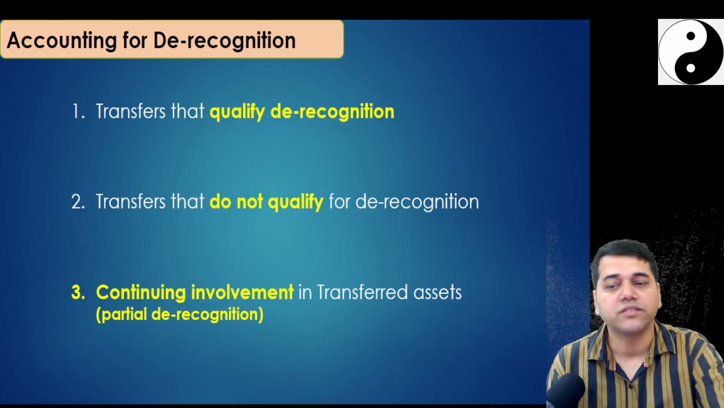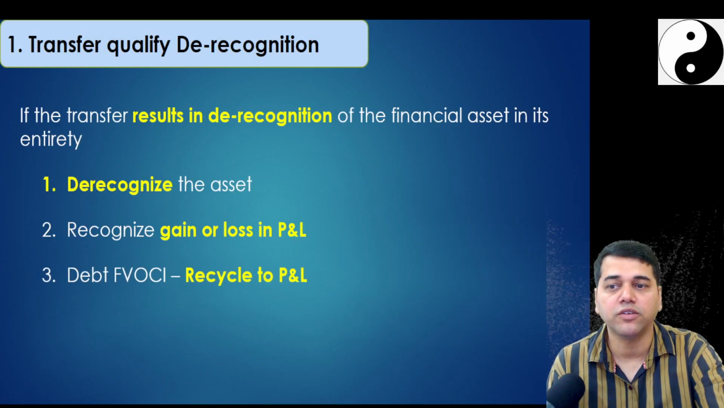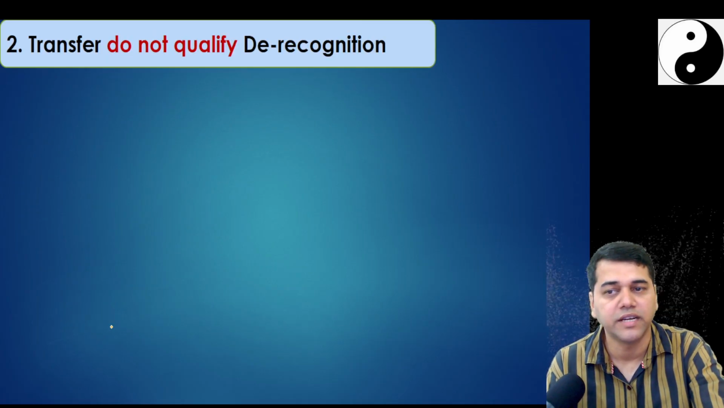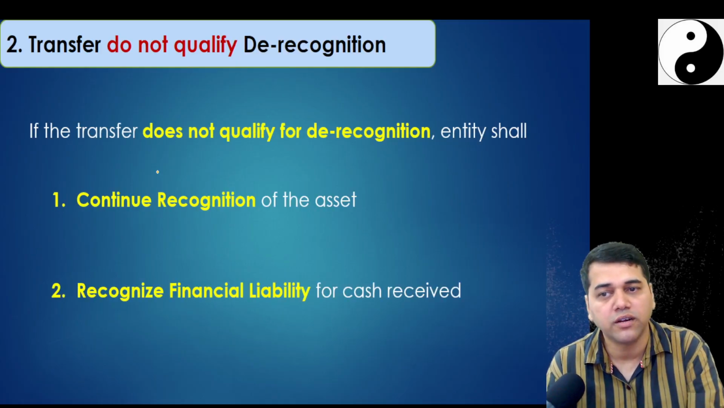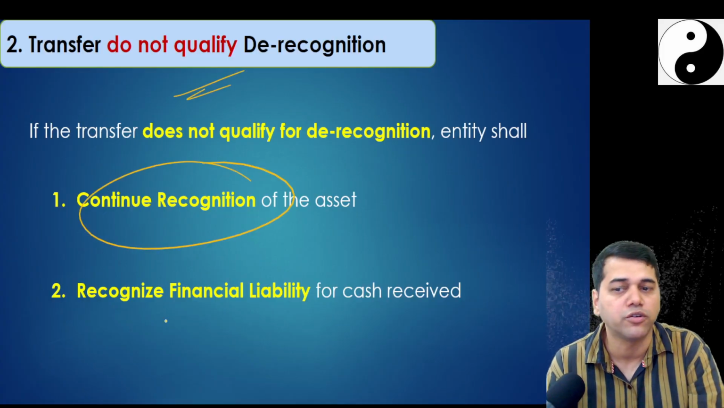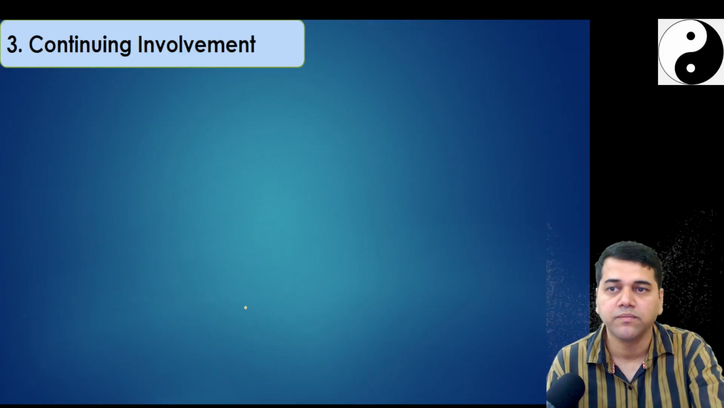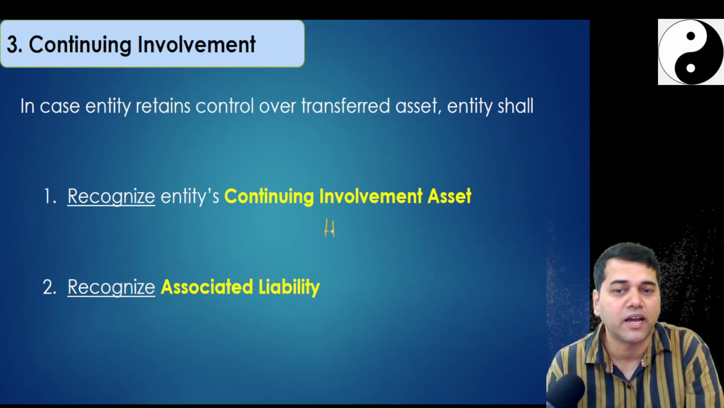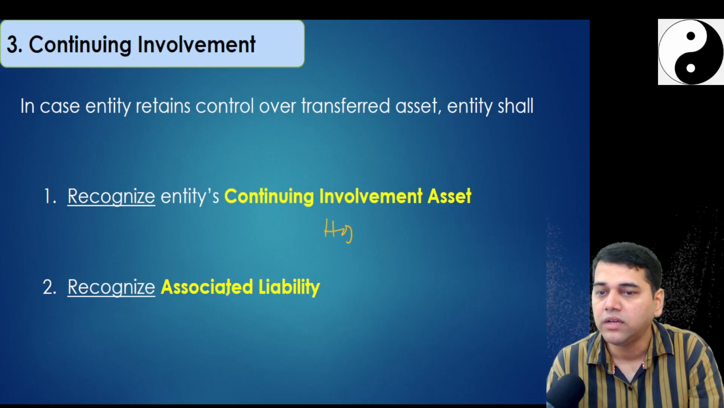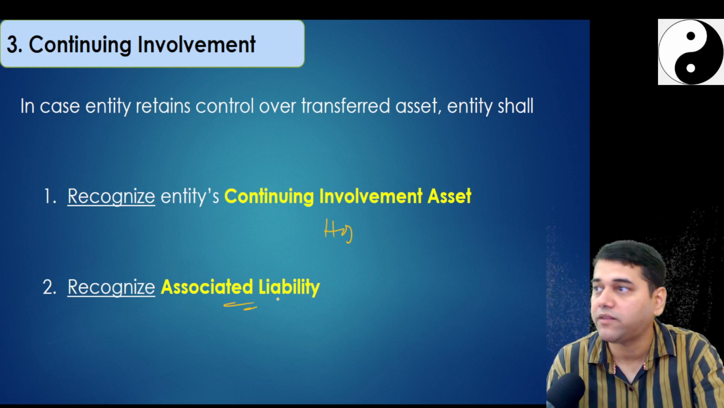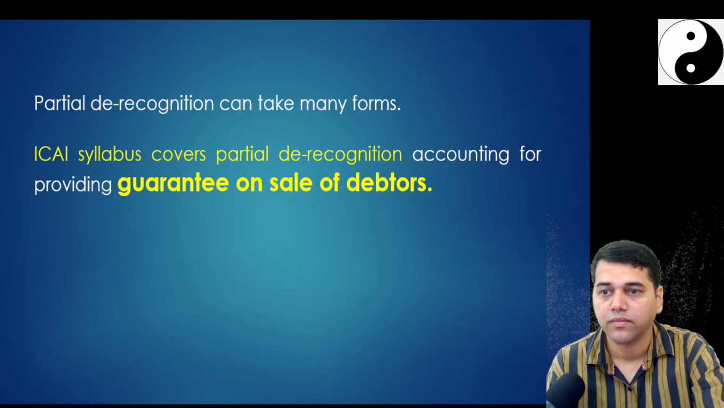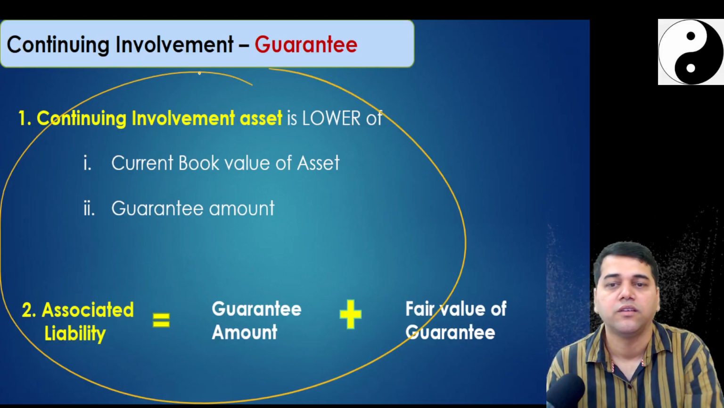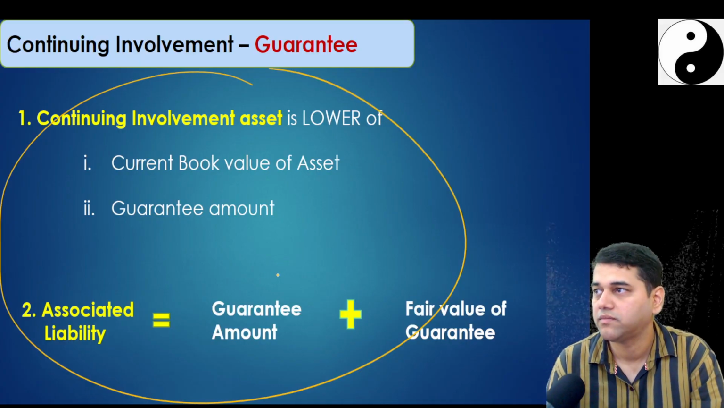So accounting we discussed. Transfer, derecognition. If the transfer results in derecognition, recycle, retained earnings, derecognition. If they do not qualify, then continue recognition and recognize the financial liability. And the continuing involvement approach will be: continuing involvement asset, which is the higher of guarantee amount or the book value. Associated liability will be guarantee amount plus fair value of the guarantee. Okay, so this is that final thing. When you solve this, you have to recognize this.